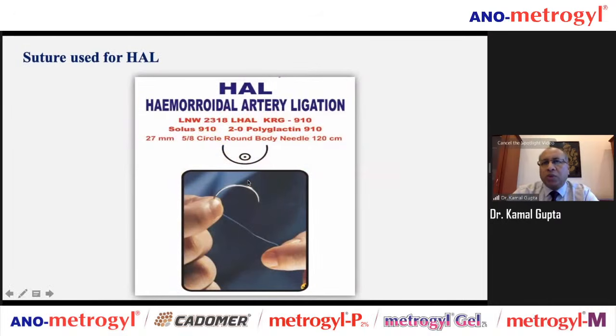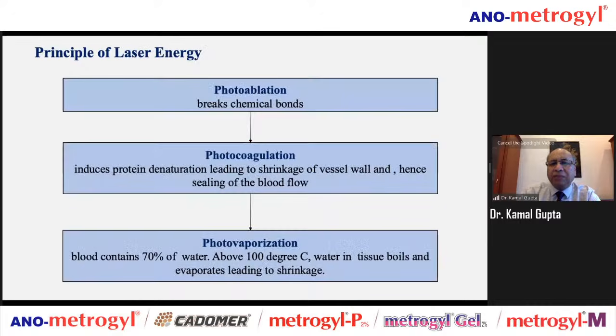Now, which thread to use? Well, in routine, we use 2-0 Vicryl. It's a special heart suture, which is 27 needle thickness, 5 by 8 circular round body needle, and the length of the thread is 120 centimeter. This is from Lotus. From other companies also, the same thread is available. The only difference is in the length. In the other companies, maybe it is 90 centimeter or 100 centimeter, but in Lotus it is 120 centimeter.